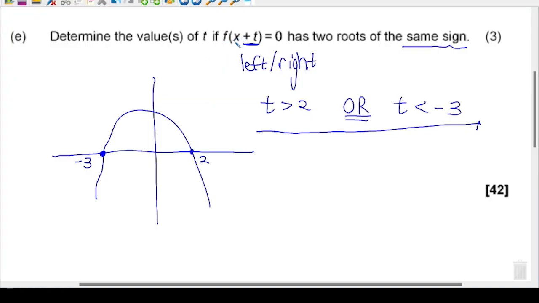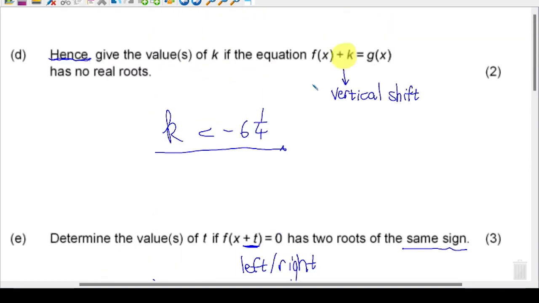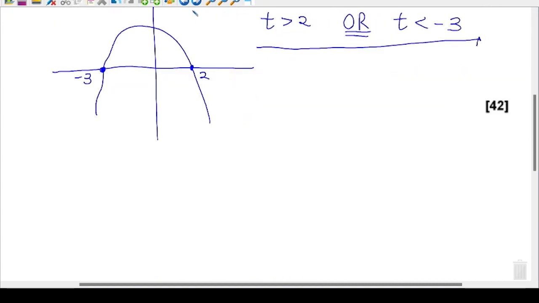Okay, the next question I think we're going on to now, let's just take a look. All right, just remember that that's an up-down shift, and the one inside the bracket is a left-right shift. Okay.